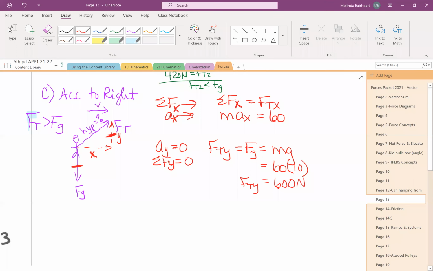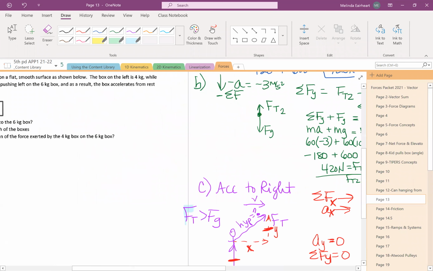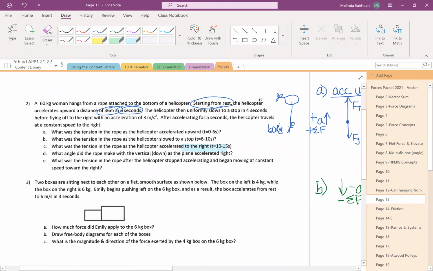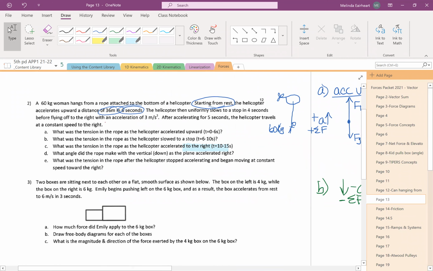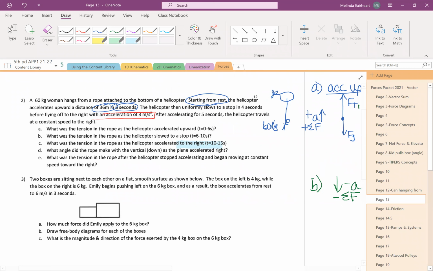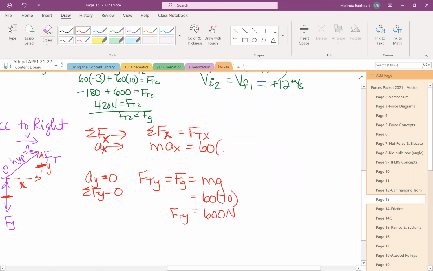I definitely remember they gave us the time. It was 10 to 15 seconds. Oh, no, never mind. They did give it to us. Flying off to the right, 3 meters per second squared. Aren't they so nice? We don't have to do kinematics again, okay? And so they gave us the acceleration, and to the right, there's no mention of left. We can call to the right positive. And so we know that the x component of tension is equal to 180.